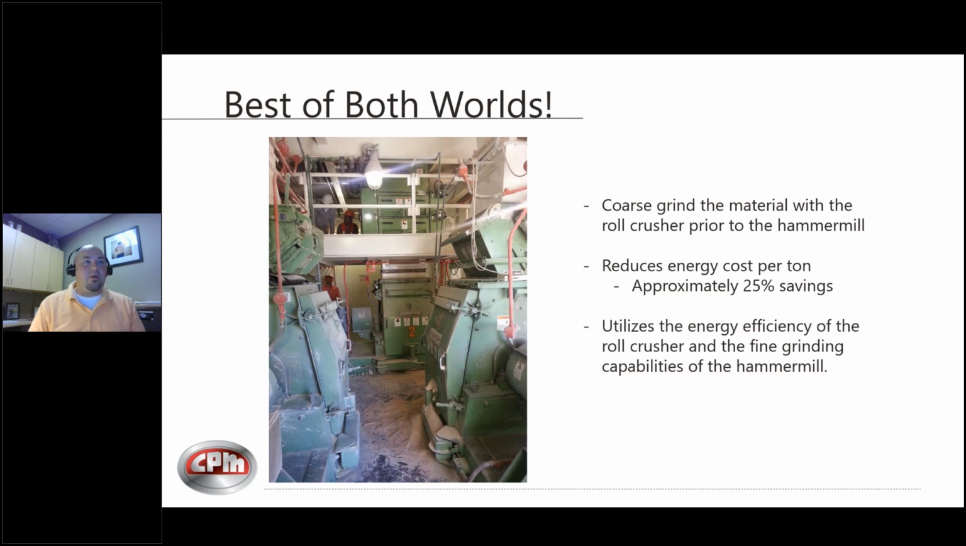Depending on the application, we can see a reduction in energy consumption by about 25%. Certainly there's a lot of variables that come into play, but this is an option out there as well. I understand there's challenges with everyone with space requirements, but depending on what you're looking at, this can be a way to utilize more of the benefits of the different machines that we talked about today.